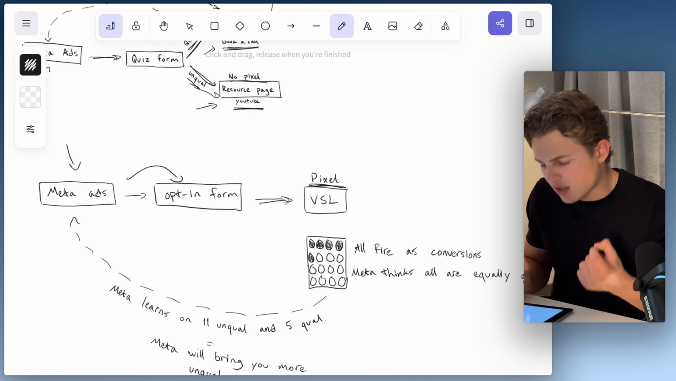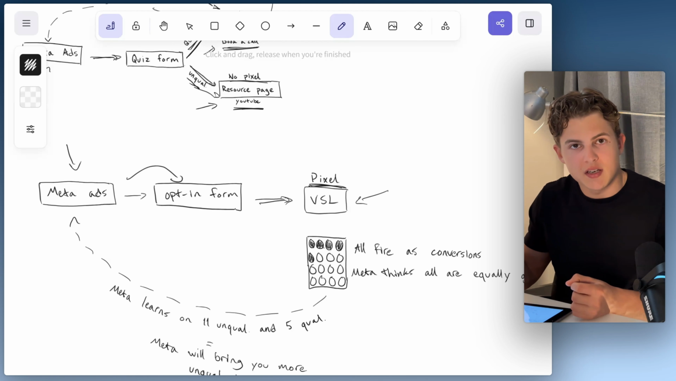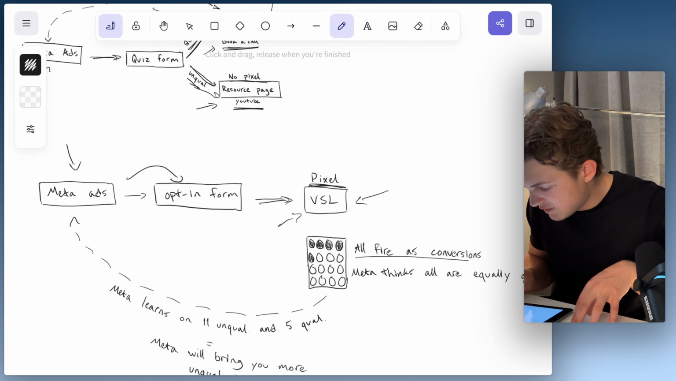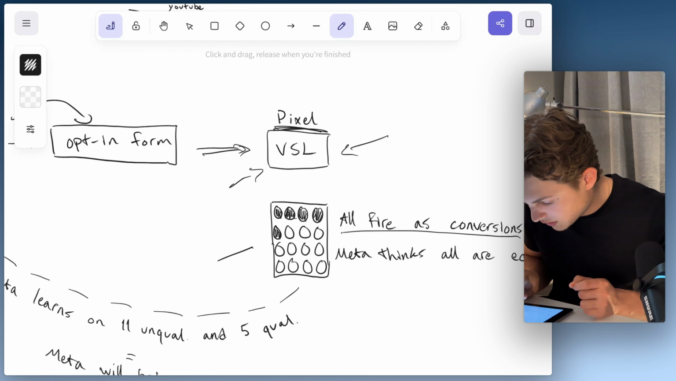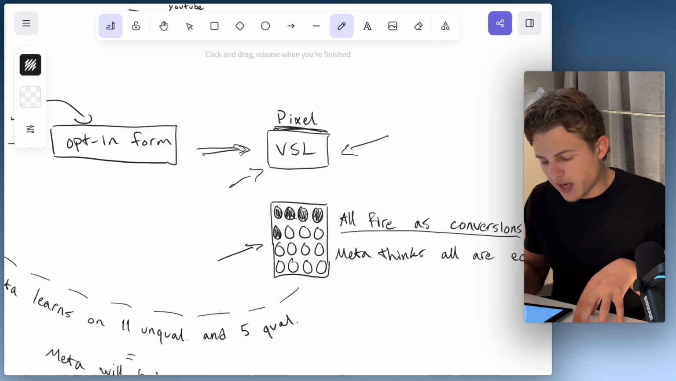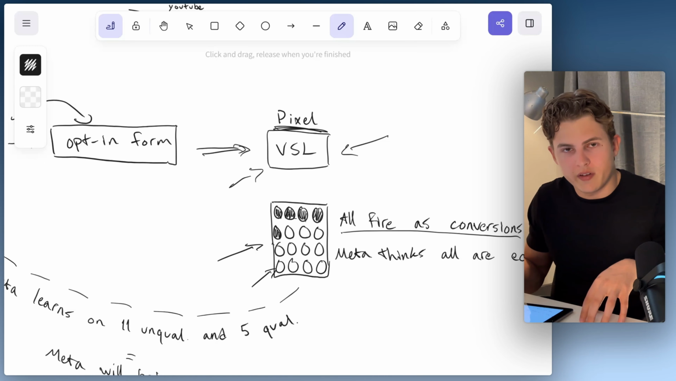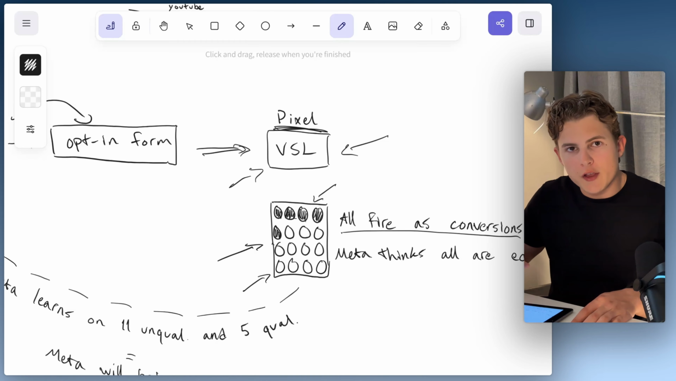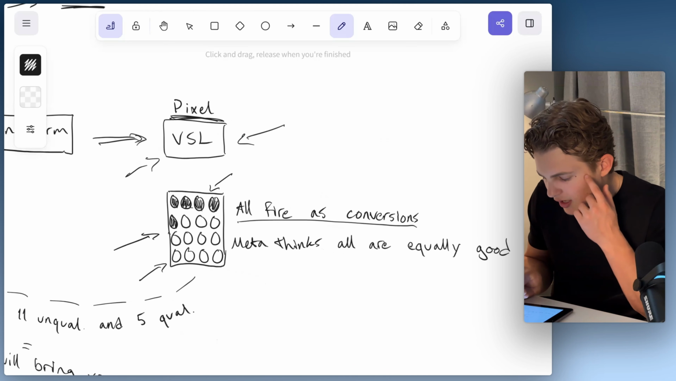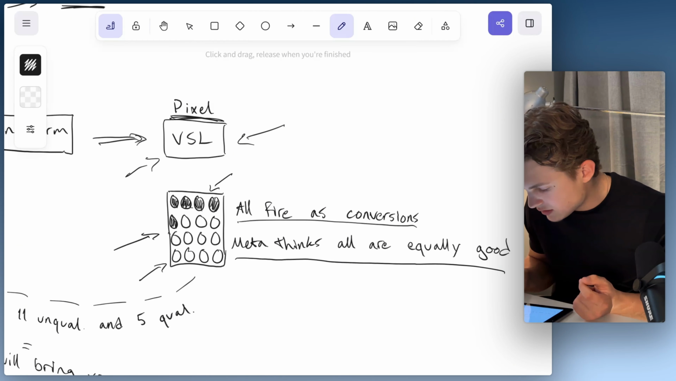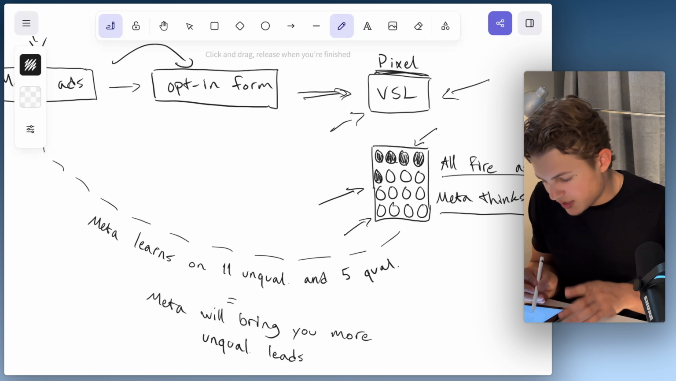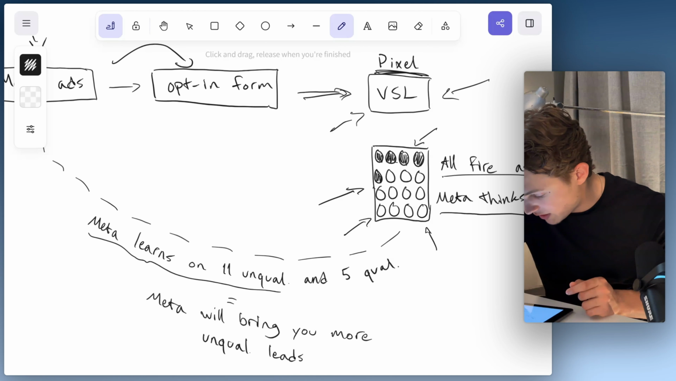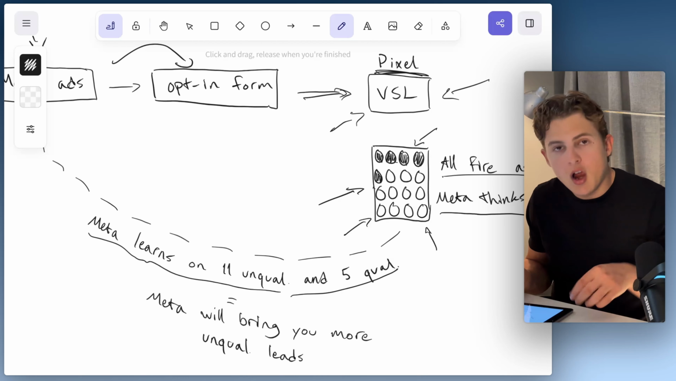But what you need to realize is that all your unqualified leads and your qualified leads go to the same page. All of them land on this page, and the Meta pixel fires every single one as a conversion. So this right here is a representation of the leads that you get. All of these white circles are unqualified leads, and all of these black circles represent qualified leads. Because you fire your Meta pixel on every single lead, Meta will think that all of these are equally good. And that means that Meta learns on 11 unqualified leads, all of these white circles right here, and Meta learns on 5 qualified leads.